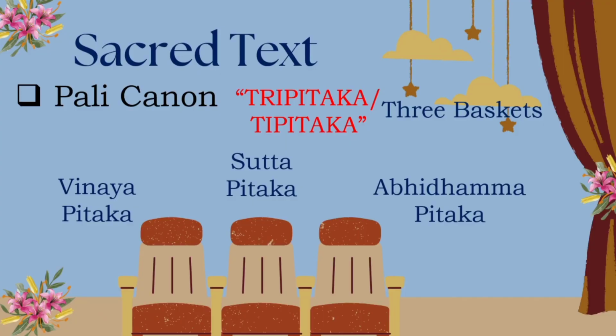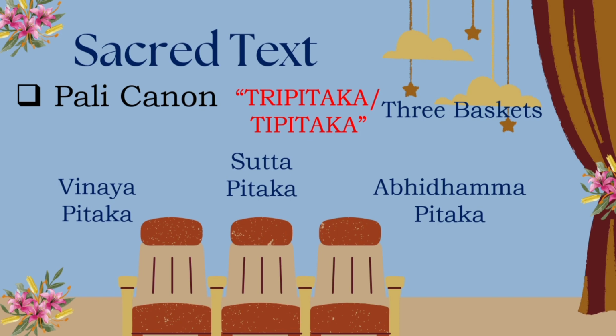So, let's discuss the sacred text. Ito yun din ay ginagamit both ng Theravada and Mahayana, known as the Pali Canon, Tripitaka, Tipitaka, or the Three Baskets. Ano ang daming tawag? Wag malilito. Similar lang po yung Pali Canon, Tripitaka, Tipitaka, or the Three Baskets. So, we have the Vinaya Pitaka, Sutta Pitaka, and the Abhidhamma Pitaka.